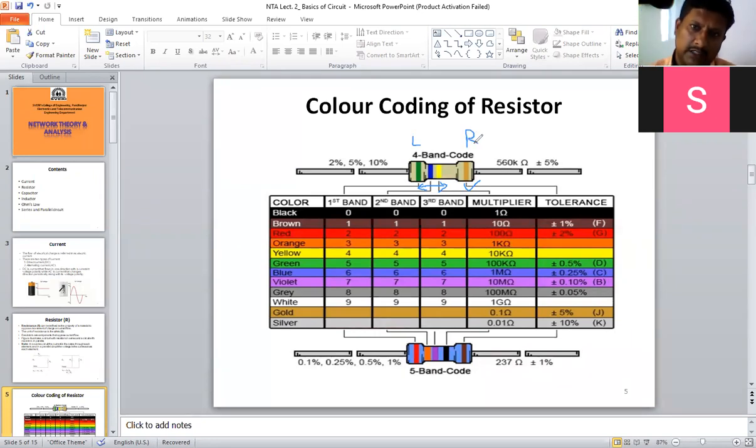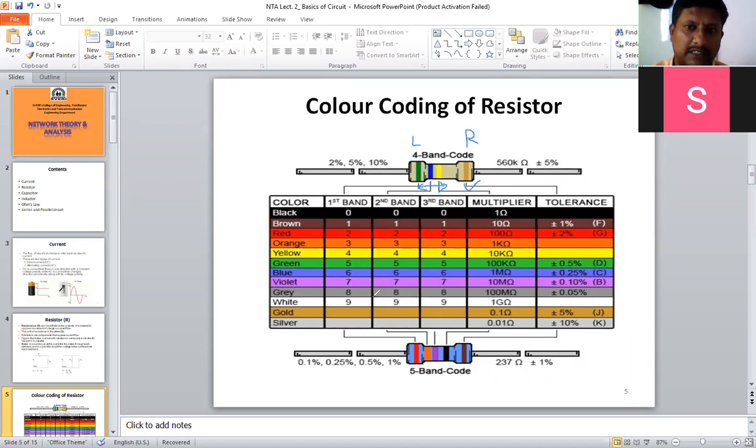But in the circuit, there is no method to specify whether we have to connect the resistor from left to right or right to left. The resistor doesn't have any polarity. You can connect it either way. Now here the first color you are observing is green. After that blue will be there, then yellow, and at the last the 4th color band is gold.